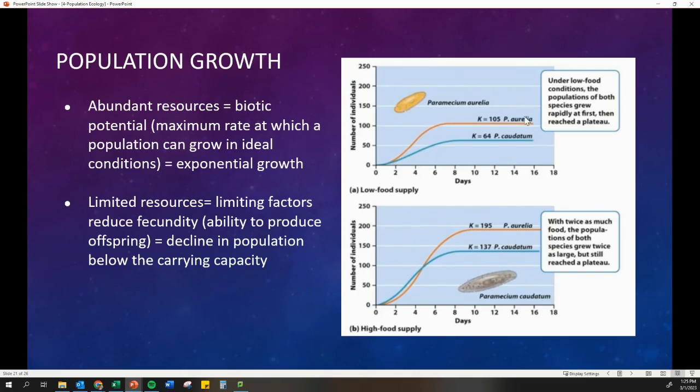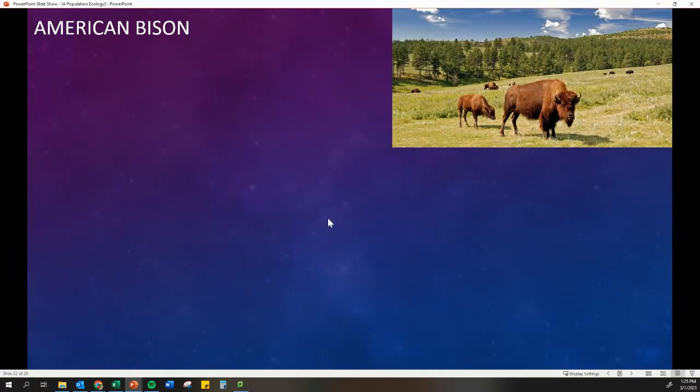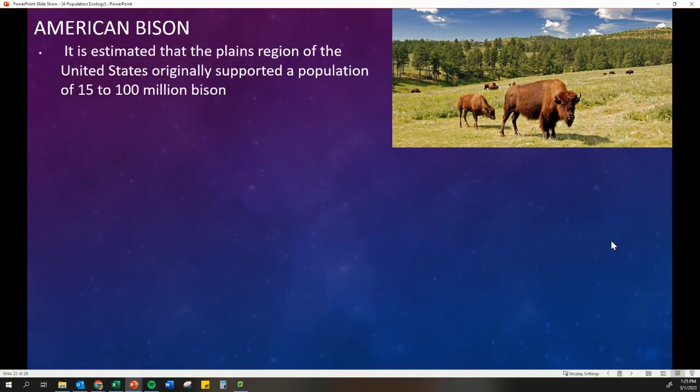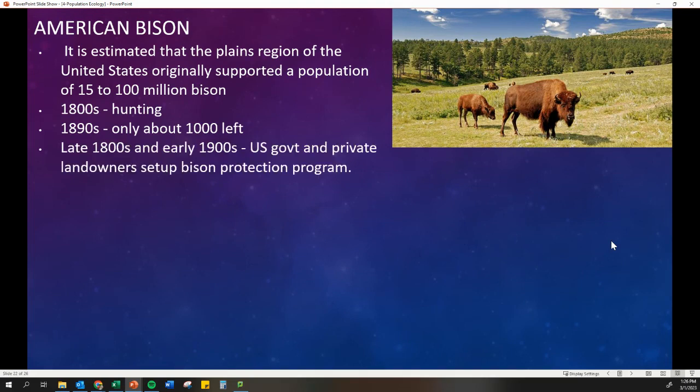So here we have an example where it shows the decline or lowering of our carrying capacity. An example is the American bison. It's estimated that the plains region of the United States originally supported a population of about 15 to 100 million bison. But then in the 1800s, there was a bunch of hunting, and by 1890, only about 1,000 bison were left. So a lot of them were massively hunted.